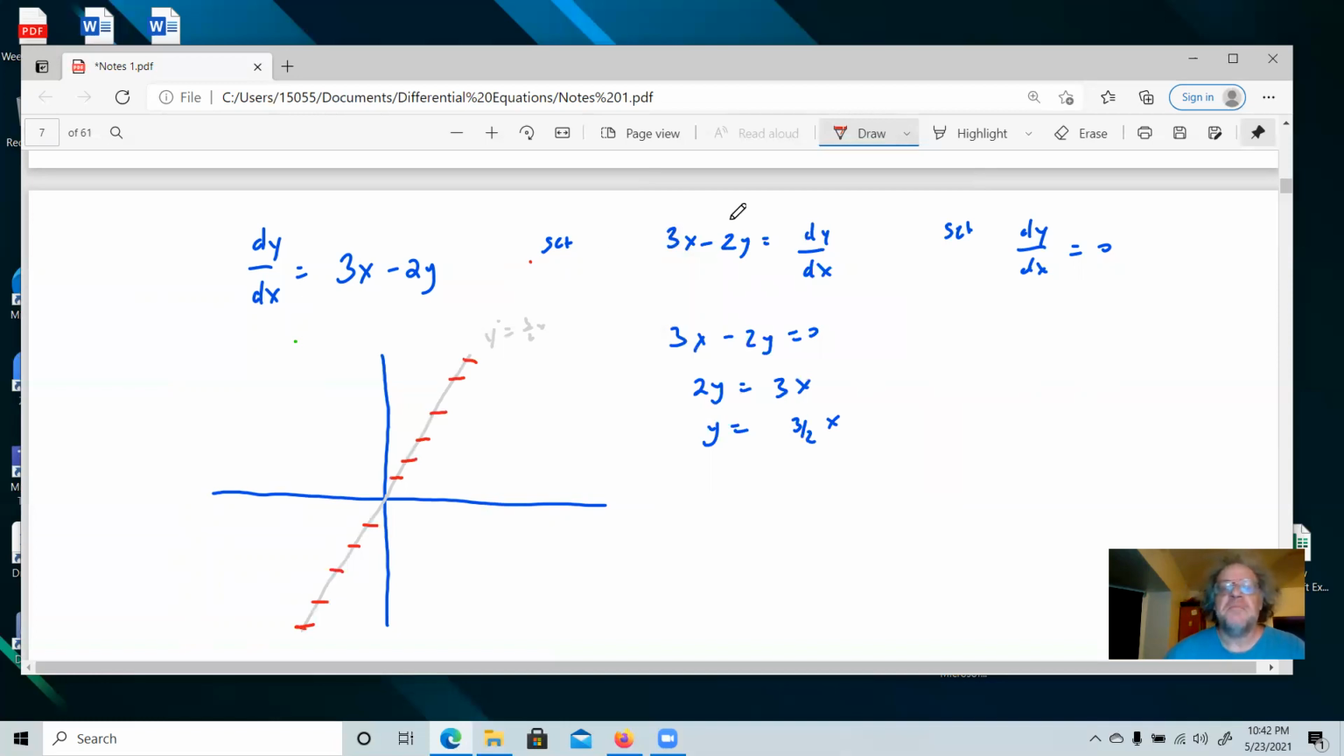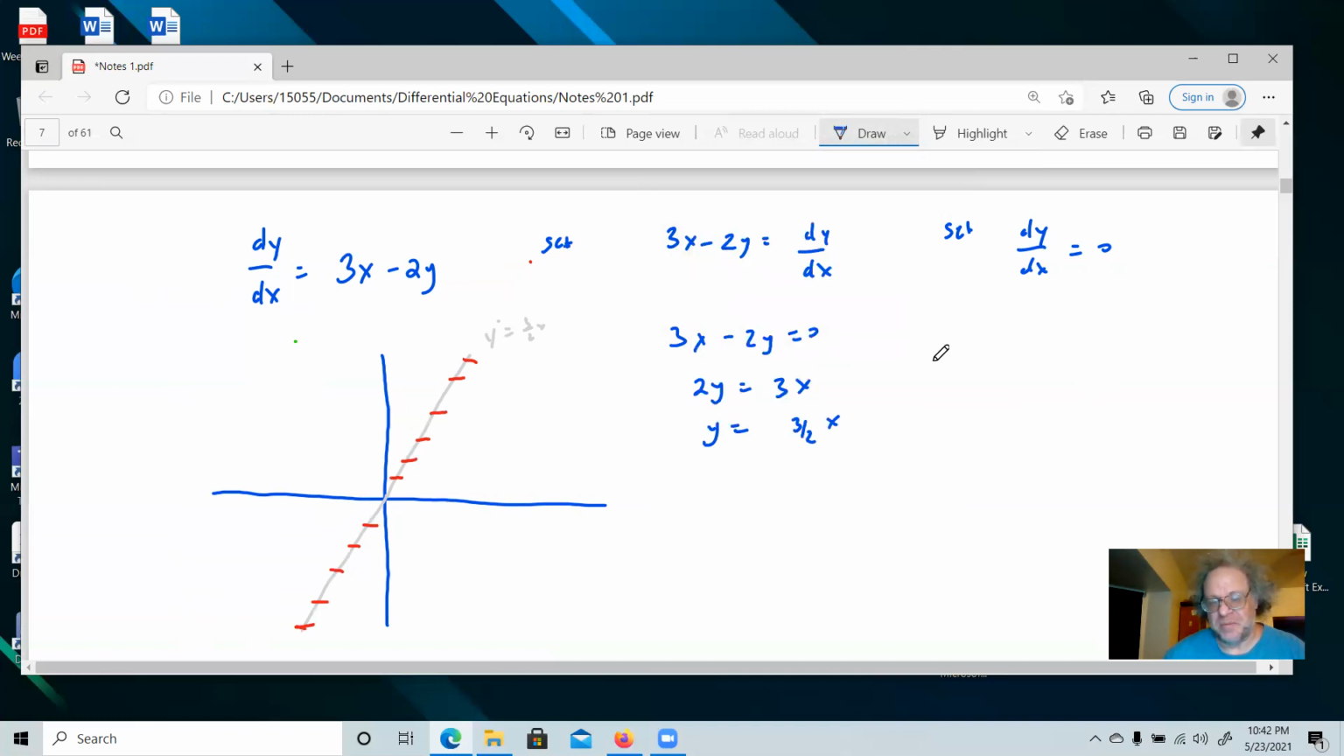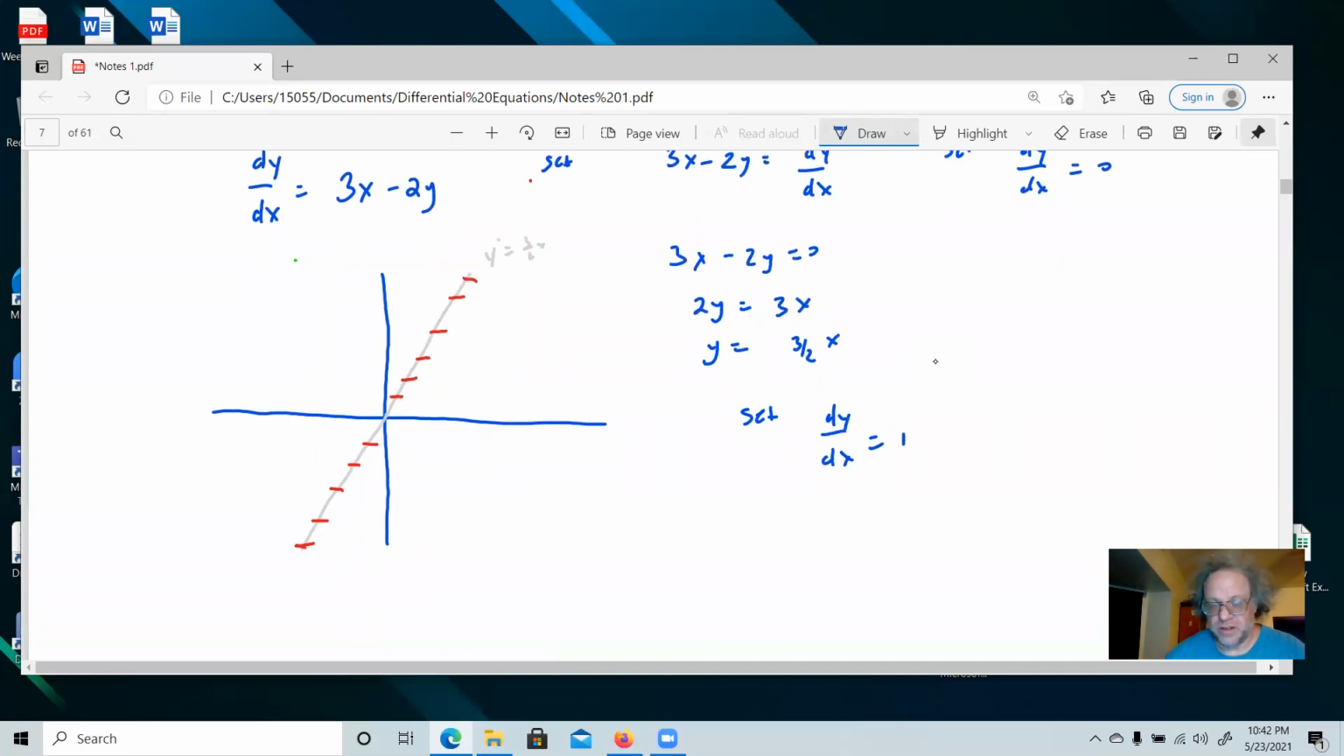But look how many points there would be if I really wanted to go through them all, and how much work it took. So we don't want to do all of that. I definitely should have been more clever in picking a problem here. Because the next thing is, well, let's set dy by dx equal to 1, right? So that's not so bad. 3x minus 2y is equal to 1. So let's go ahead and swap.